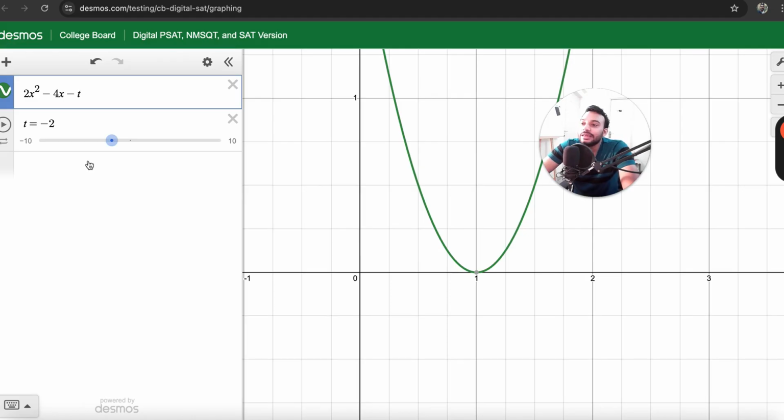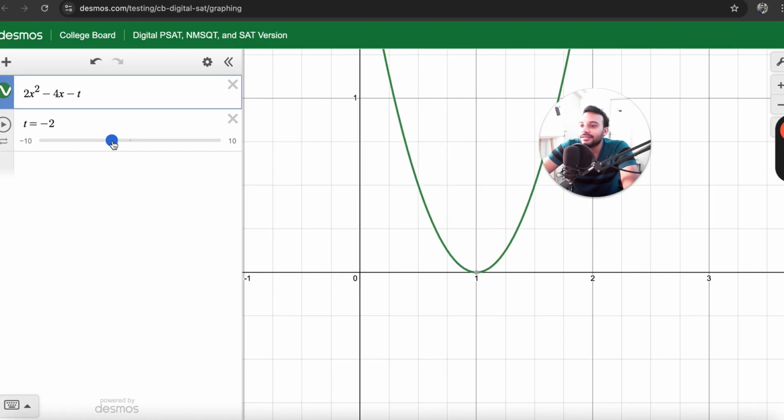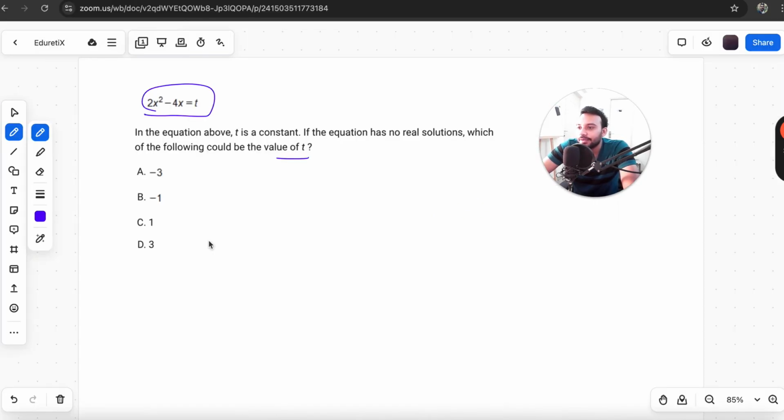So t must be less than negative 2 for no real solution. Less than negative 2. You see, it leaves the x-axis. So for all t less than negative 2, it's going to have no real solution. Okay, so let's look at the options. So t less than negative 2, there's only one option, option A, which is t is equal to negative 3. This is the correct answer. See, using DESMOS, we can see clearly why t should be less than negative 2. Okay, let's go to the next one.